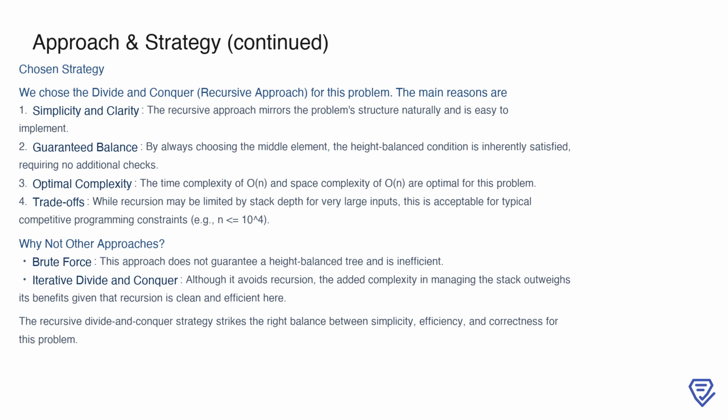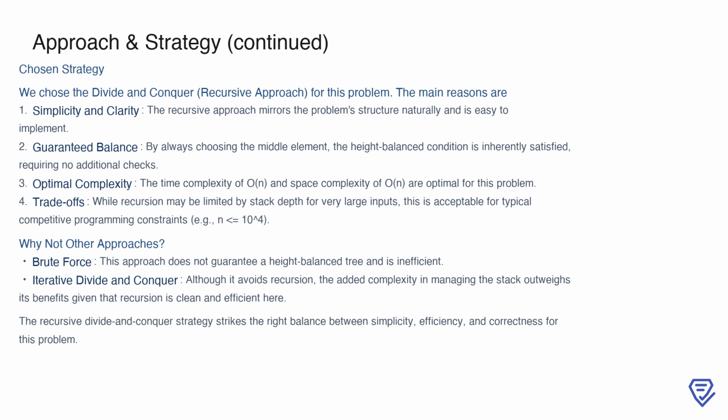Among the approaches we considered, the recursive divide and conquer strategy was chosen as the most effective solution for this problem. This strategy has several advantages. First, it is simple and intuitive, as the recursive process mirrors the natural structure of the problem. Second, it inherently guarantees that the resulting tree is height balanced by always selecting the middle element as the root. Third, it achieves optimal time and space complexity of O(n), making it highly efficient.